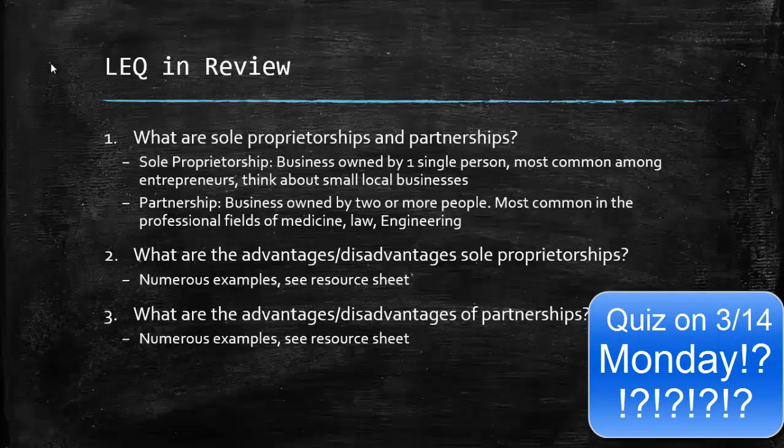Okay, so here's our LEQ in review. Number one, what are sole proprietorships and partnerships? A sole proprietorship is a business owned by one single person. It is the most common type of business structure that entrepreneurs do. So most people who want to take a financial risk in search of profits, aka entrepreneurs, start a sole proprietorship. For the purposes of this class, I want you to think about small, local, mom and pop businesses. A partnership is a business owned by 2 or more people. It is most common in the professional fields of medicine, law, and engineering.